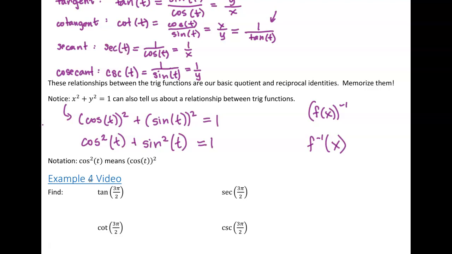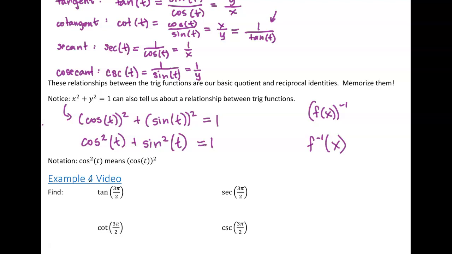You'd find the cosine of t and then you'd square it. You'd find the sine of t and then you'd square it. Otherwise, you're going to see this a ton, so we're going to do it, and it is a little nicer to write.